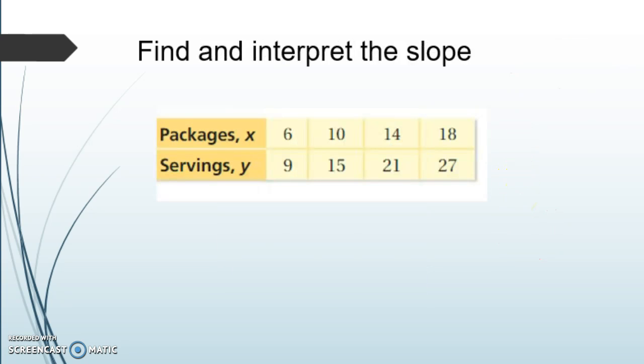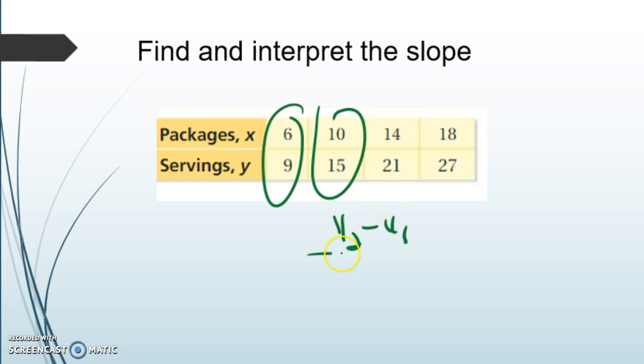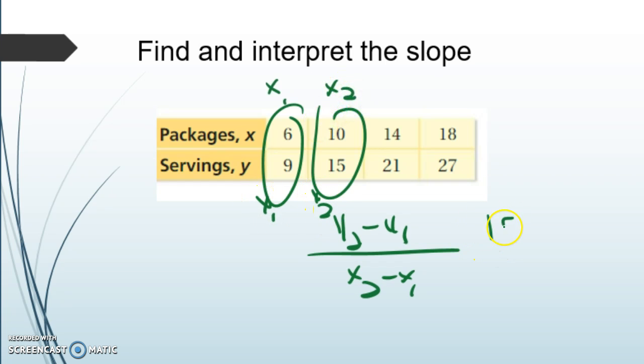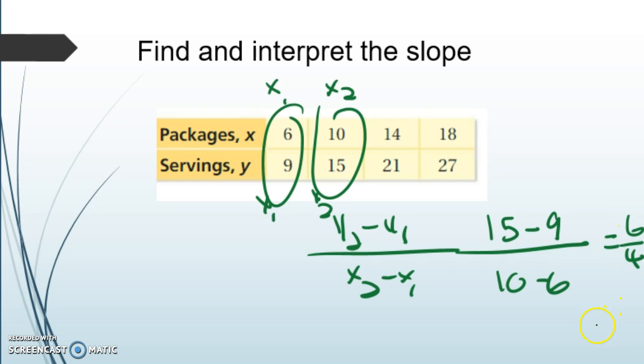All right, so find and interpret the slope. We can take any 2 points that we want for these ones. So I'm just going to take the first 2, plug it into my equation. This is x1, that's x2, y1, y2. So I have 15 minus 9 over 10 minus 6. 15 minus 9 is 6 over 4, which simplifies down into 3 over 2.